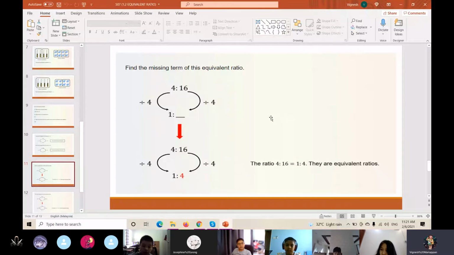Am I talking to my screen or talking to myself? 4. So 16 divided by 4, you will also get 4. So 4 is the missing number there.